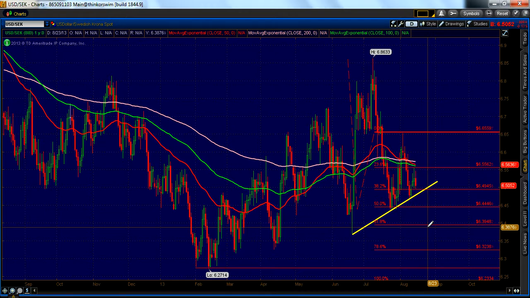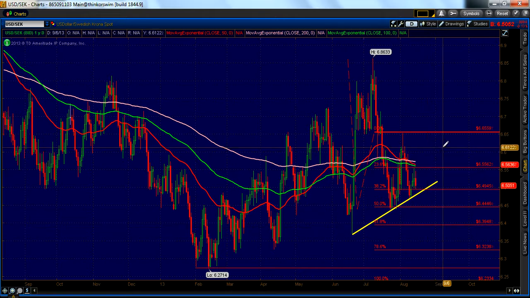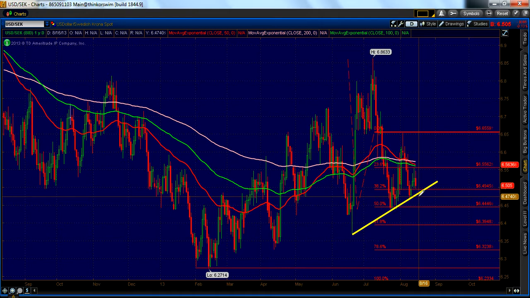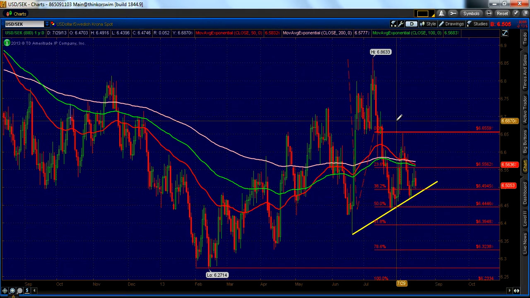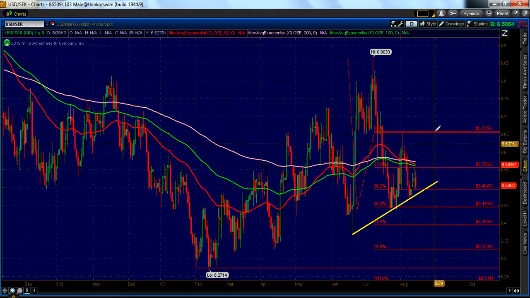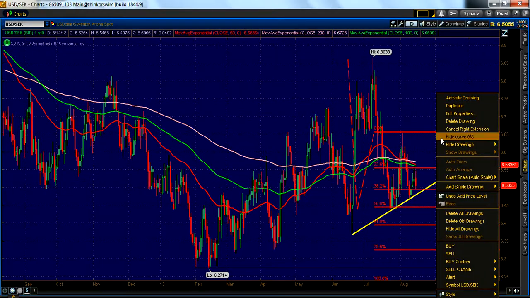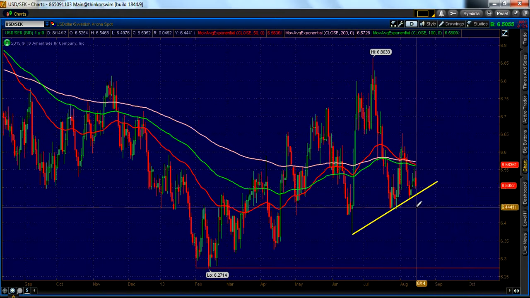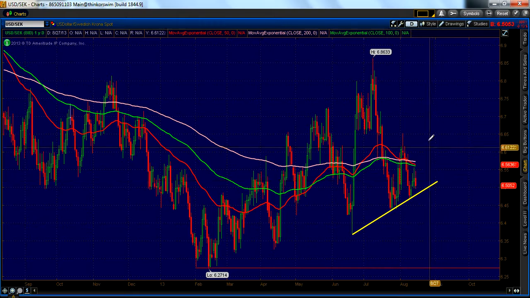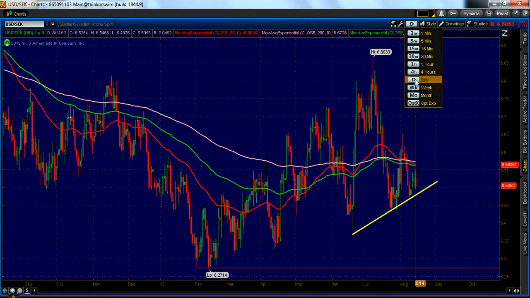And if we fail to break that trend line, eventually we are likely to squeeze higher. But if we do manage to put in a daily close here below this ascending trend line, combined with the Fibonacci analysis and the moving average resistance that we see, I do think the odds for a move lower in dollar Swedish krona is somewhat likely.